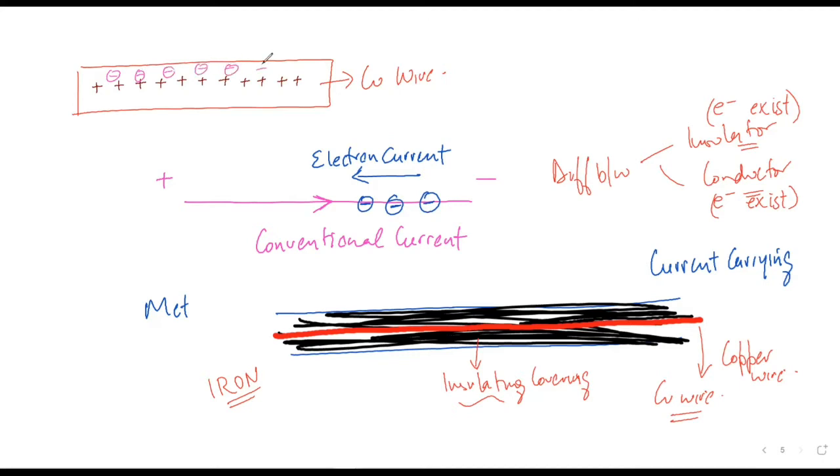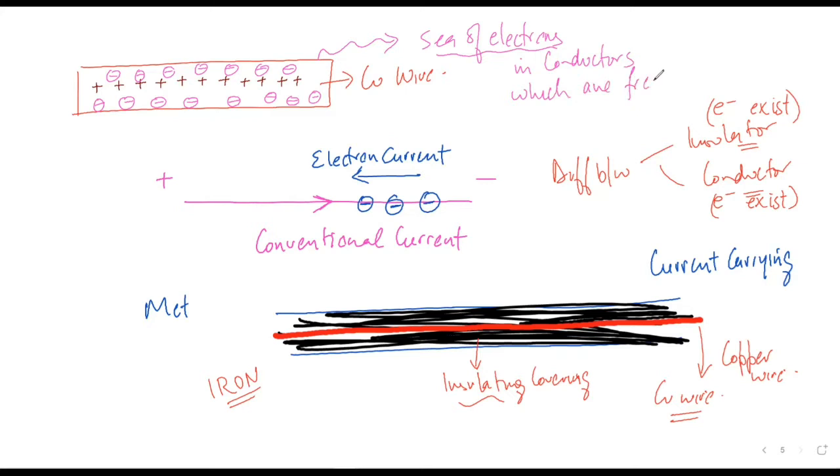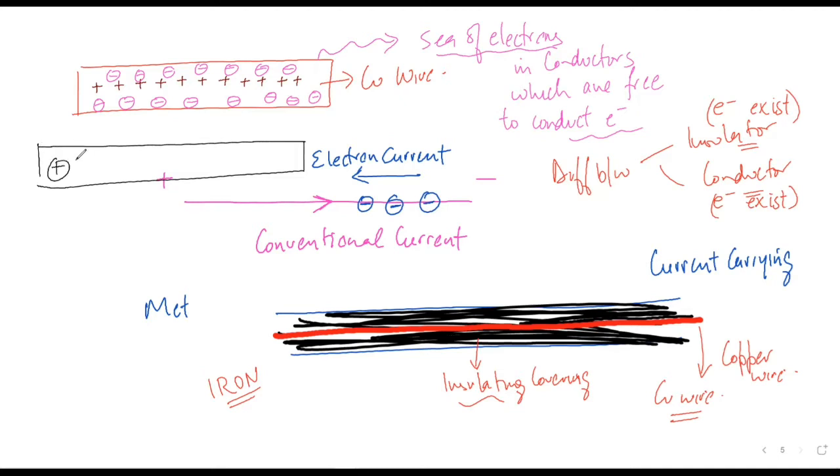Mr. Satya, am I making sense, or am I confusing things? No, sir, making sense. Mr. CB, am I making sense? Yes. So what we say is there is a sea of electrons in conductors, which are free to conduct electricity. Mr. Satya, am I making sense? Yes, sir. Of course, in an insulator also, in a plastic or a glass, there is a positive nucleus, there are electrons.